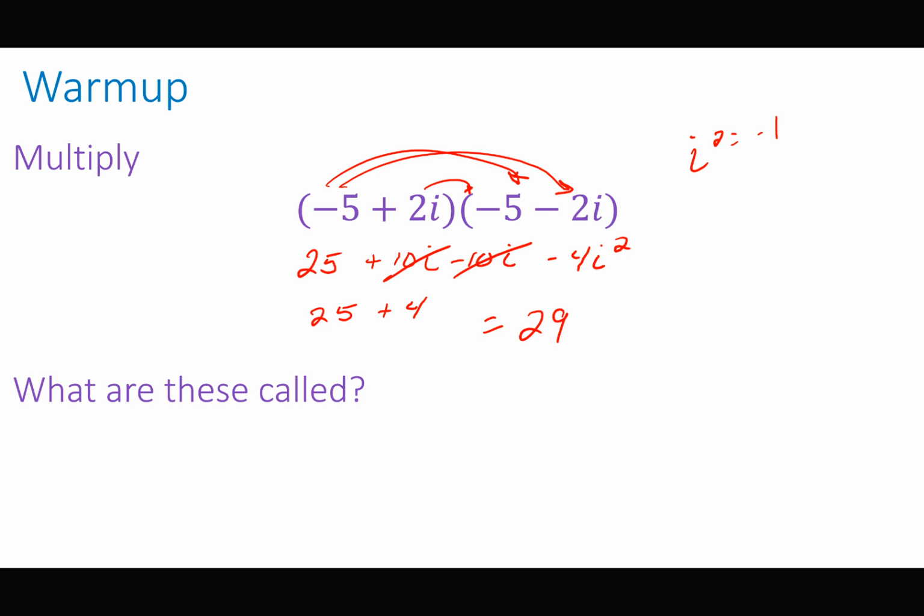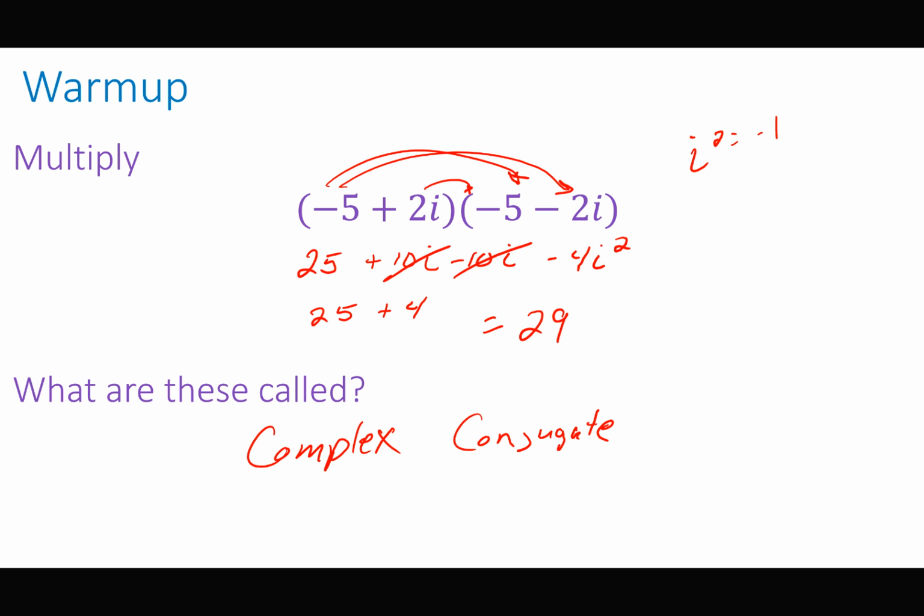What's that called? What specific name do these have? We did it when we were dividing complex numbers. It's called the complex... Conjugate. Okay, so complex conjugates, when we multiply them, we end up just with a number as an answer. There's no more imaginary part to it.